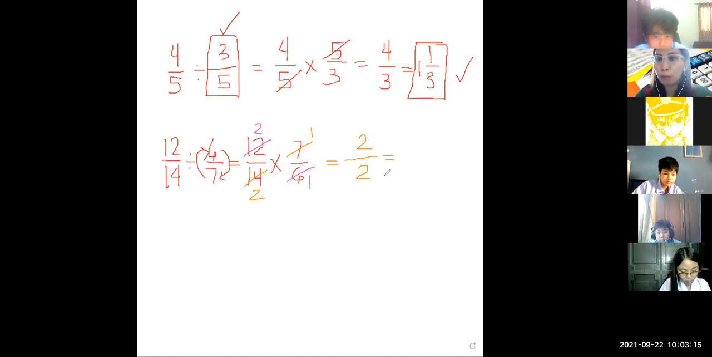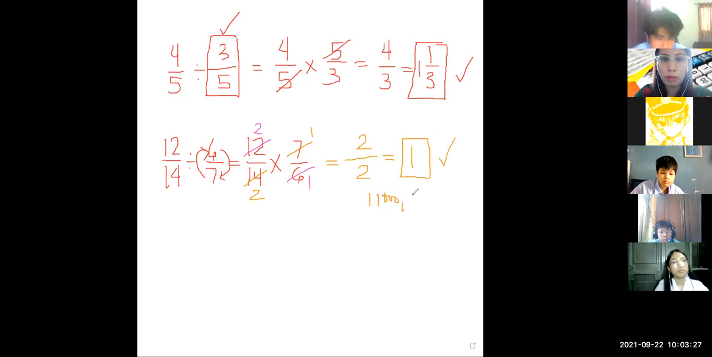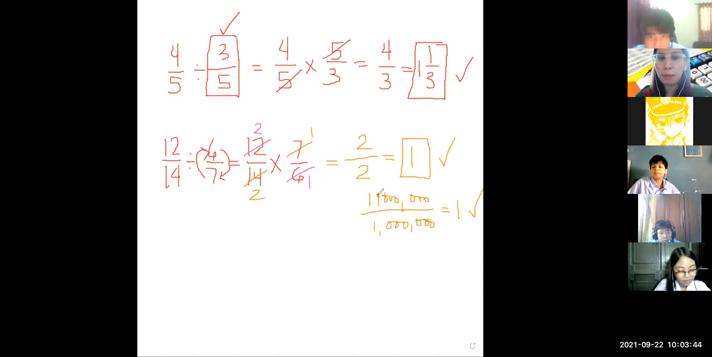So, this time, any number na parehas ang numerator at denominator is always equal to 1. Kahit 1 million siya. Let's say 1 million over 1 million. Basta pares lagi ang numerator to denominator, 1 pa din yan. Okay, always. Basta same ang numerator to its denominator, equal pa rin siya sa 1.